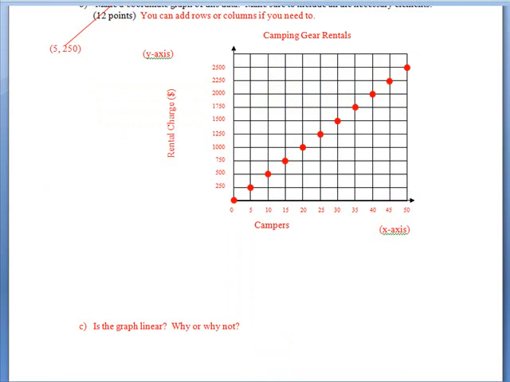C is asking us, is the graph linear? Why or why not? The answer is yes, because the points lie in a straight line. They're going up at a constant rate. This ends the video tutorial for Variables and Patterns Test 1, question number 2. Thank you.